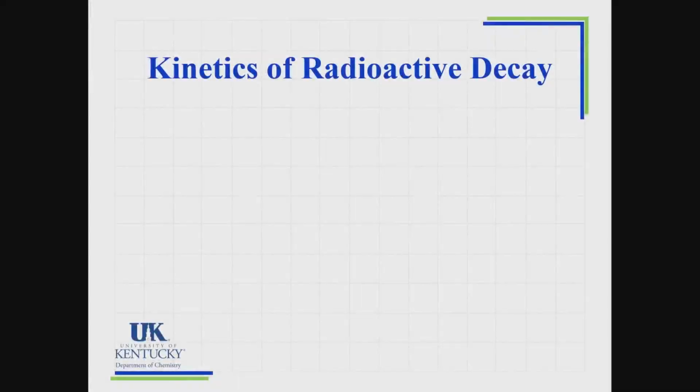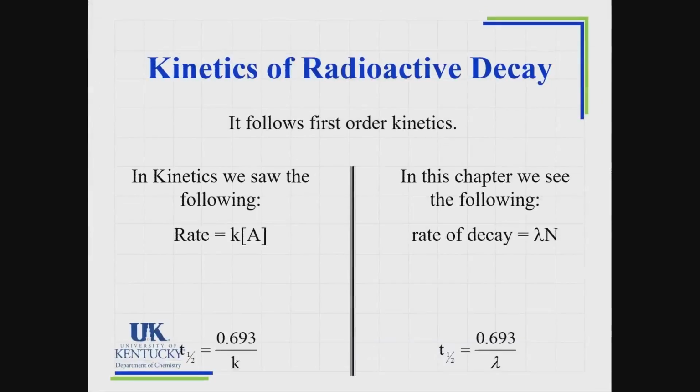Okay, we are ready to look at kinetics again. We looked at kinetics for chemical reactions. Now let's look at it for nuclear reactions. Kinetics means the speed at which the reactions take place. And so we're going to see that it follows first order kinetics, just like first order kinetics when we were in our chemical kinetics chapter.